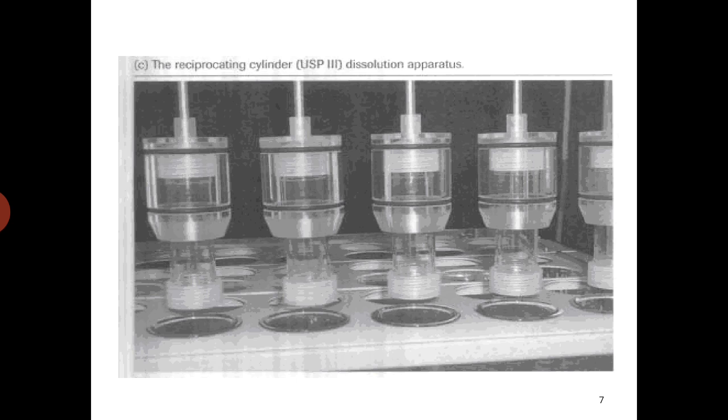This is another picture of dissolution apparatus USP 3, that is the reciprocating cylinder. The first one you are looking at is the dissolution jar. Inside the jar there is one more small cylinder with a smaller diameter than that of the dissolution jar, that is connected to the upper gasket. This gasket makes the up and down movements.